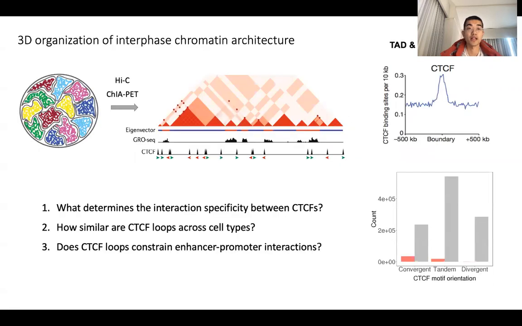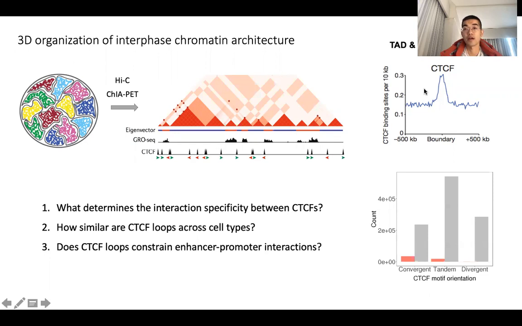It has been abundantly clear that the 3D chromatin architecture is not randomly organized in the human genome, and structural units like compartments, TADs, or loops are identified by experiments like Hi-C and ChIA-PET. One of the most prominent features of those structural units is that their boundaries are usually bound by CTCF.